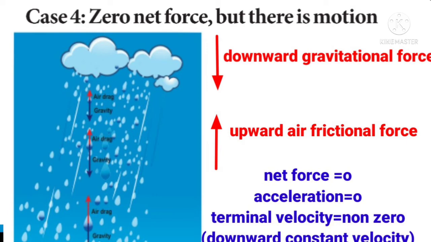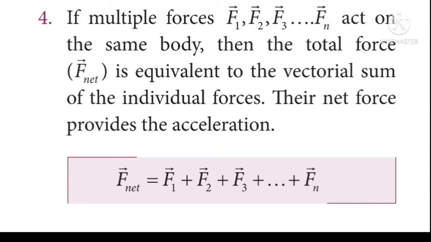So the raindrop which comes from the cloud will experience zero net force, zero acceleration, but it has a non-zero terminal velocity. Next point. Let us imagine if multiple forces like F1 vector, F2 vector, F3 vector and so on up to Fn vector are acting on the same body, then the total force experienced by the body is equivalent to the vectorial sum of the individual forces acting on it, which can be expressed as F net vector is equal to F1 vector plus F2 vector plus F3 vector and so on up to Fn vector.